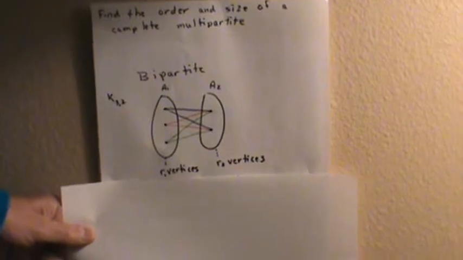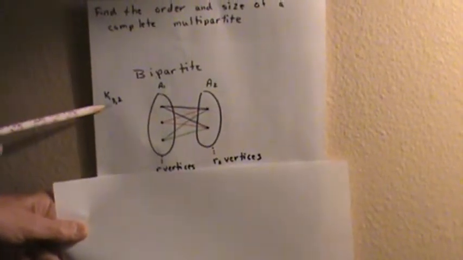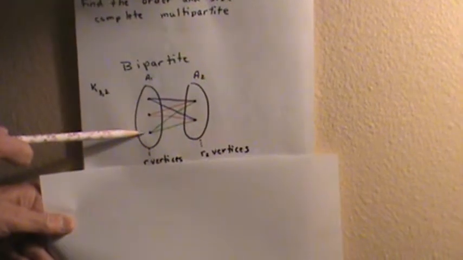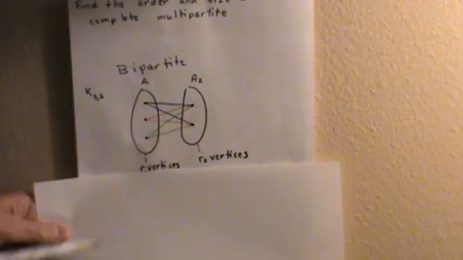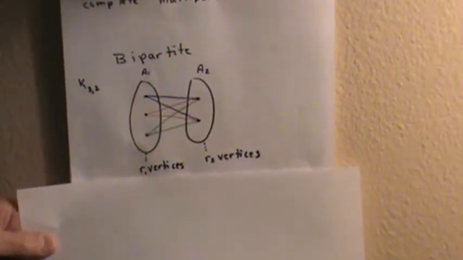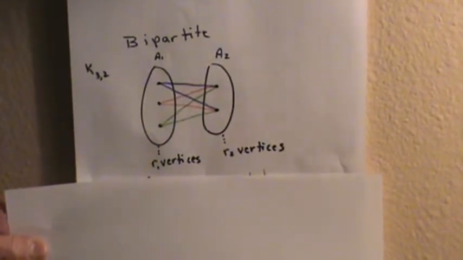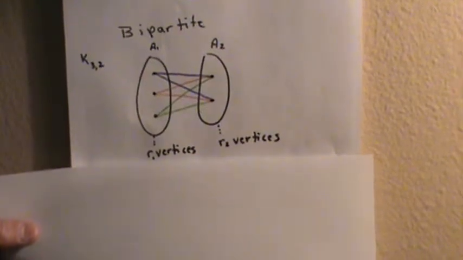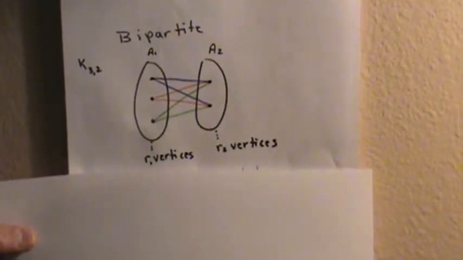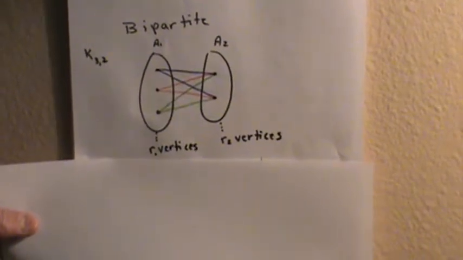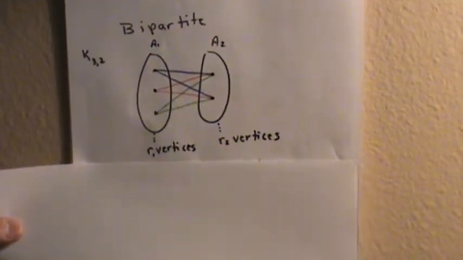As you can see in this example, we've got a bipartite of 3, 2. So 3 vertices in set A1 and 2 vertices in set A2. So we're going to take a look at how you find both the order and the size of a bipartite of these given set sizes, and then we'll expand it for all cases.